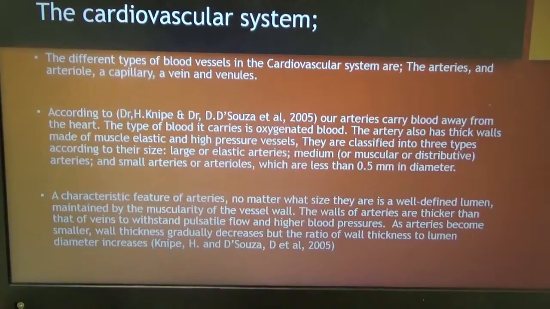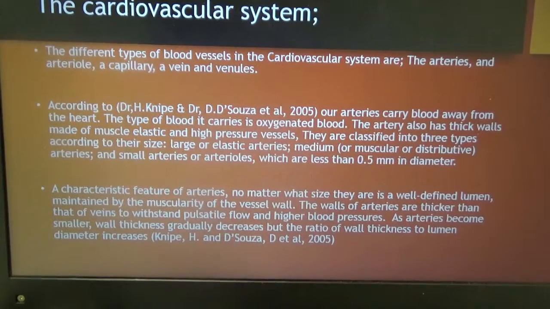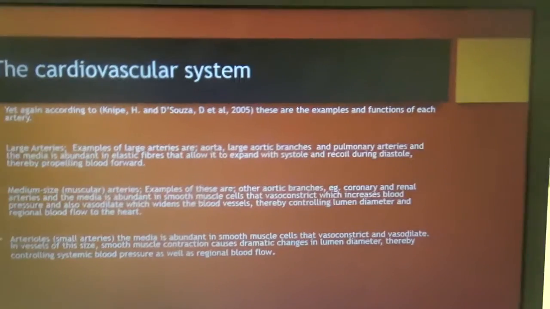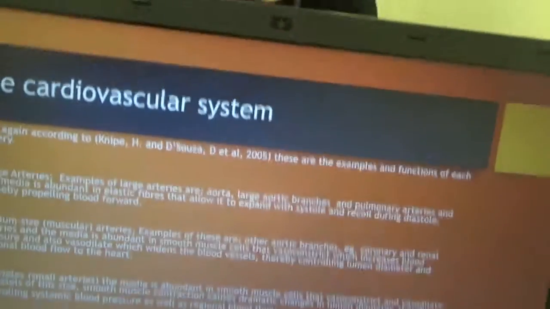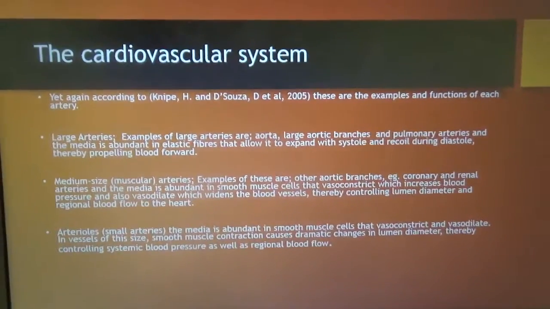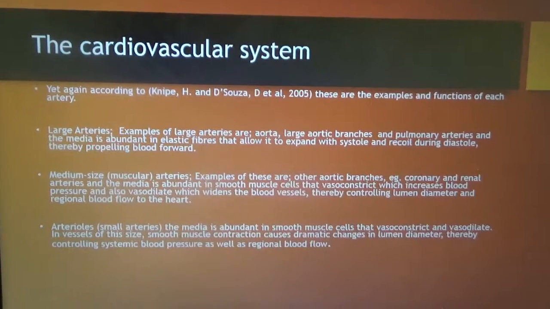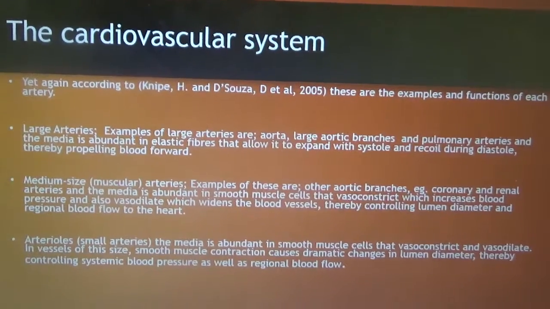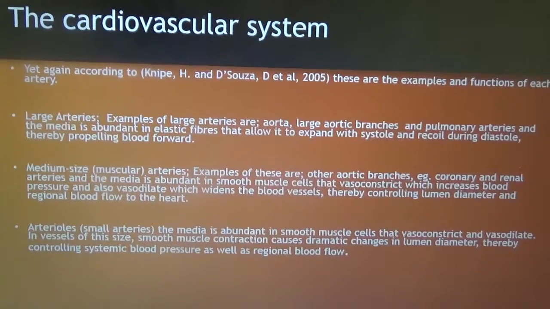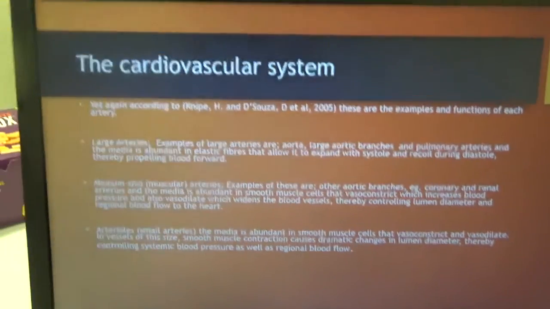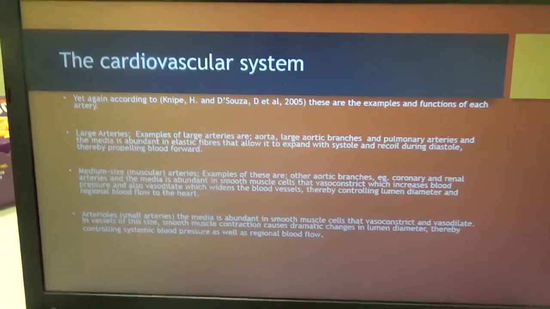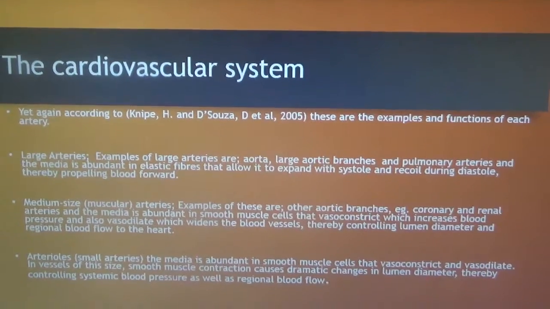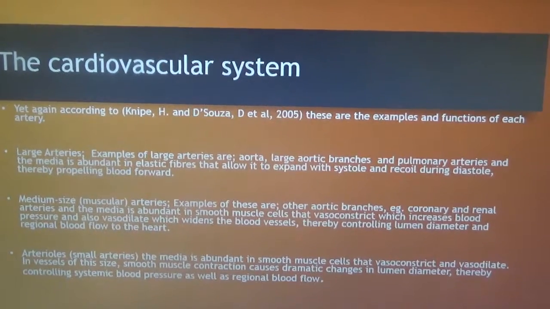This is according to Dr. H. Knipe and D'Souza et al. 2005. And again, according to Dr. H. Knipe and D'Souza et al. 2005, these are the examples and functions of each artery. Large arteries. Examples of large arteries are the aorta, which has large aortic branches, and the pulmonary arteries, and the media is abundant in elastic fibres that allow it to expand with systole and recoil during diastole.